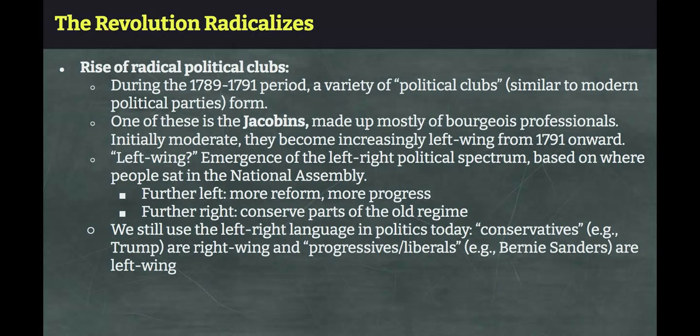And then we also still use the term left wing to talk about people who want change, who want progress. So we would call these people today in the United States progressives or liberals. So like Bernie Sanders, for example, would be considered left wing. So that language comes right out of the French Revolution and is still with us.